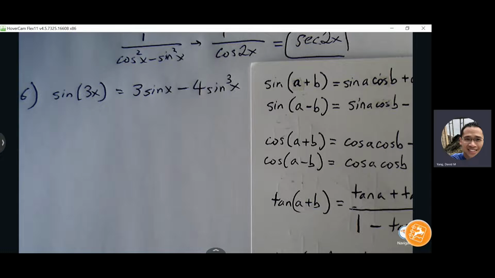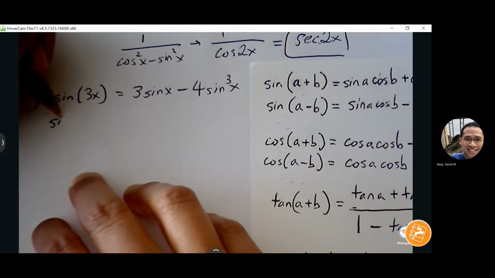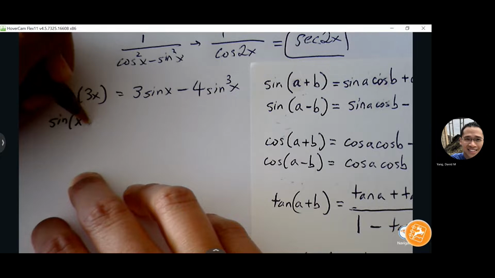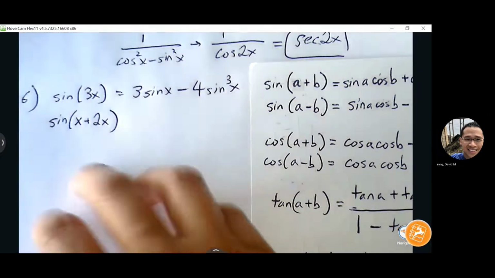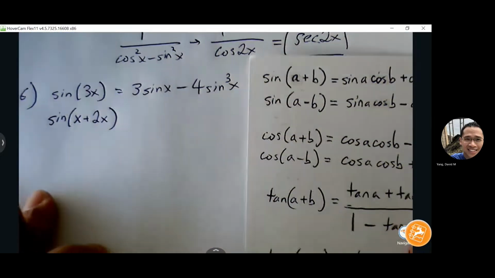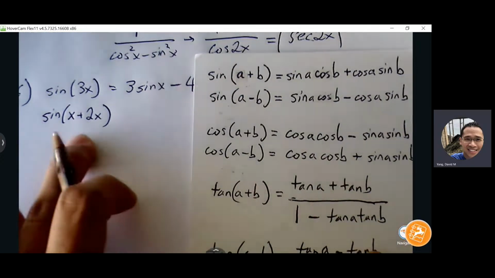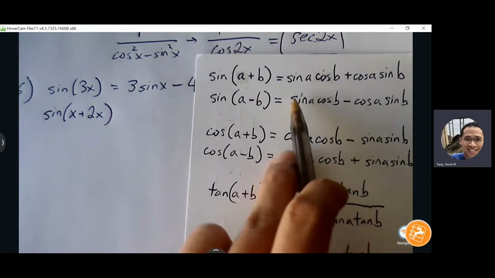The 3x. What if I split 3x into 2 different parts? So what could I use? What adds to 3? 1 and 2. So can I get it down to x plus 2x? It doesn't matter whether you do 2x plus x or x plus 2x. We just follow the rule now.